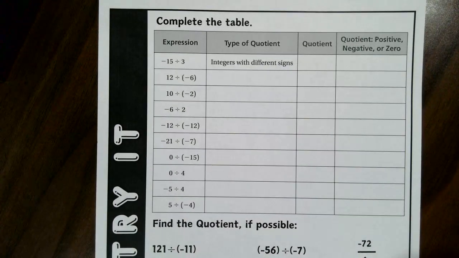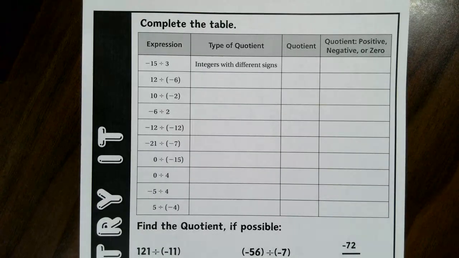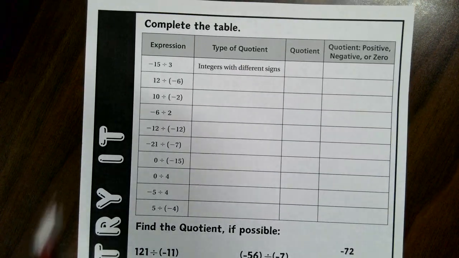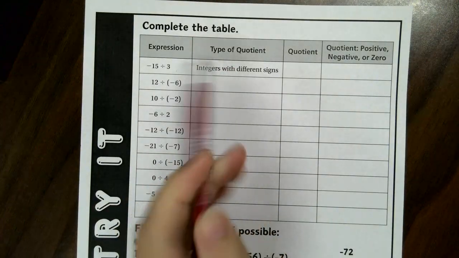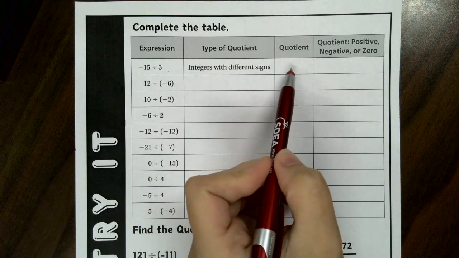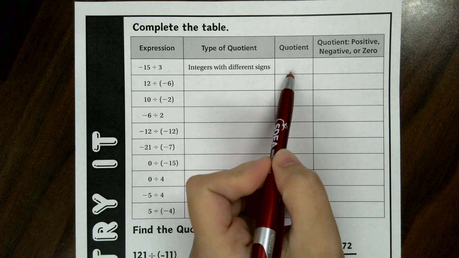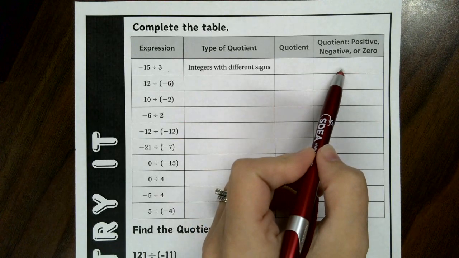Go to this next page. This is our try it page. So you're going to complete the table just like we did with our multiplication note. So I want you to evaluate the expression. Tell me what type of quotient it is. Remember, quotient means answer when we're talking about division. So tell me what the answer is. And then is it positive, negative, or 0?